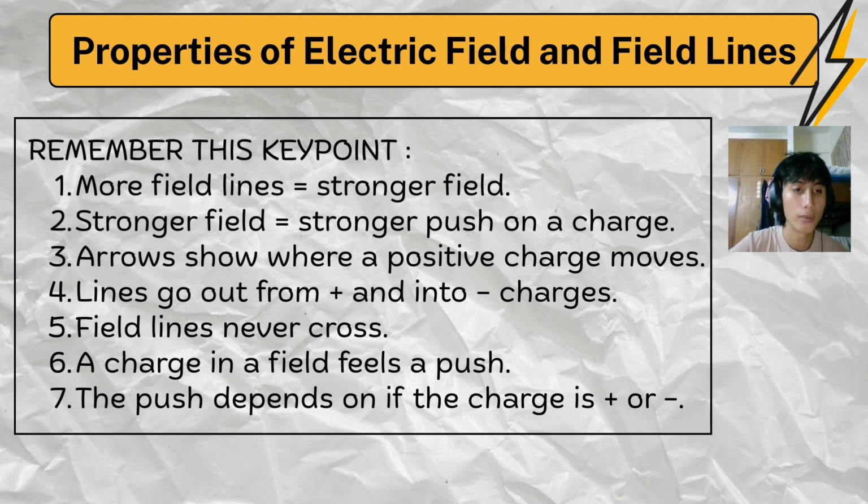Fourth, lines go out from positive into negative charges. Fifth, field lines never cross. Sixth, a charge in a field feels a push. Seventh, the push depends on whether the charge is positive or negative.